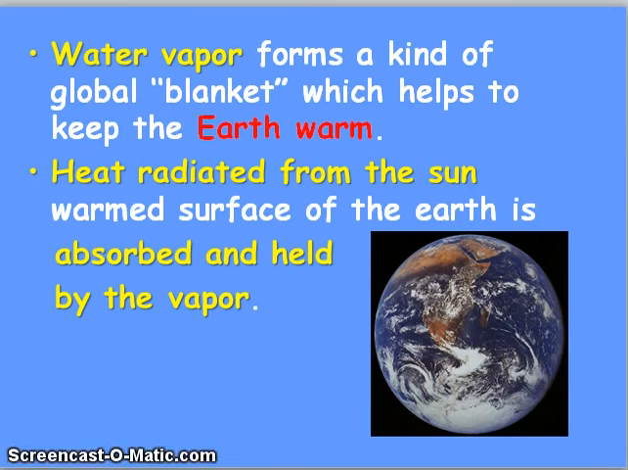Water vapor forms a kind of global blanket. We're going to get into this more later on, but basically it helps keep the earth warm. Water vapor is actually a type of greenhouse gas, a natural greenhouse gas. Heat radiation from the sun warms the surface of the earth, so it's absorbed and held by this vapor.